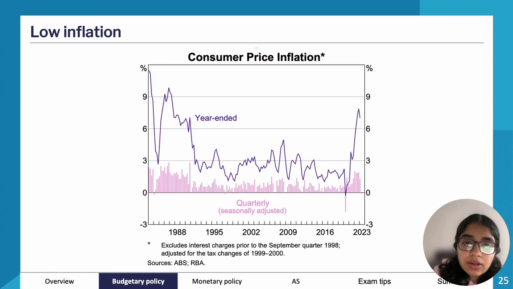But on the right here, there's a spike in inflation. So right now, inflation is super, super high. It's well above our goal. While our goal is from 2 to 3%, so we want our inflation to be around 2 to 3%, currently inflation sits at around 7%. So super, super, super high.